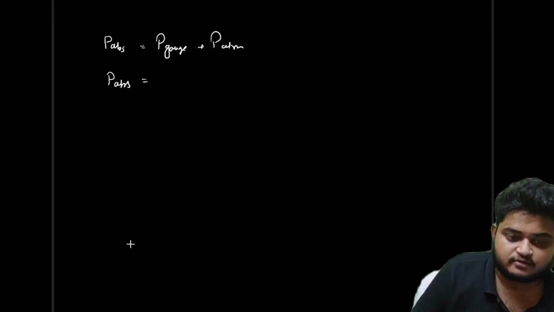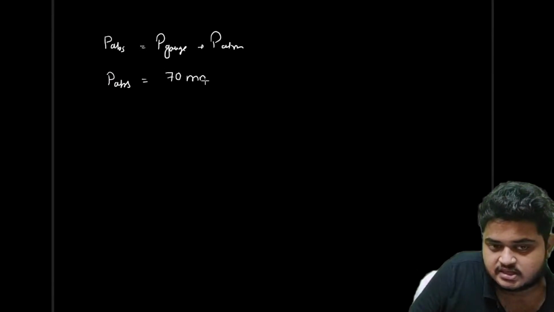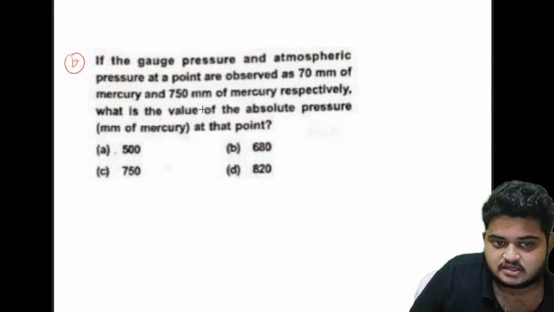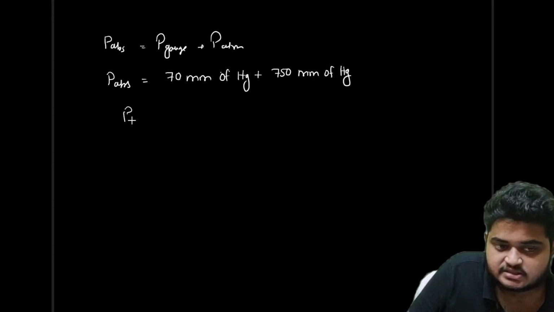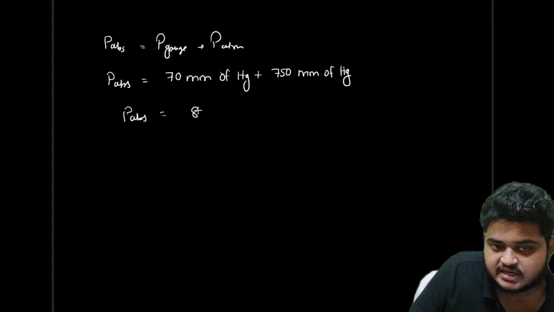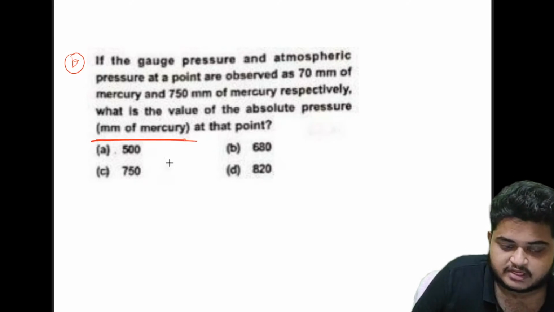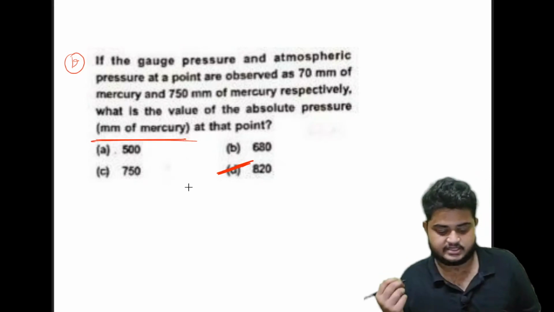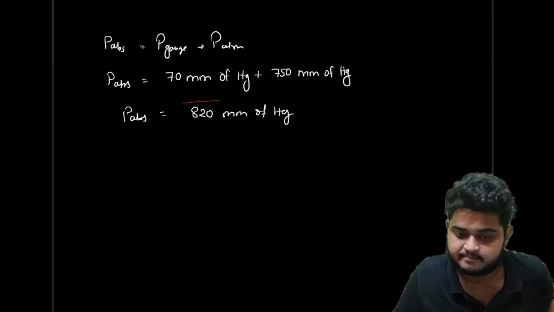Now what is P absolute? What is P gauge? P gauge is given as 70 mm of Hg. So let us take this in that unit only, 70 mm of Hg, and P atm is given as 750 mm of Hg, and this is P absolute, which is 820 mm of Hg. So the answer is also asked in the unit of mm of mercury, and that is 820. Option D is the right answer for this question. I hope this is clear. This is nothing but addition only.